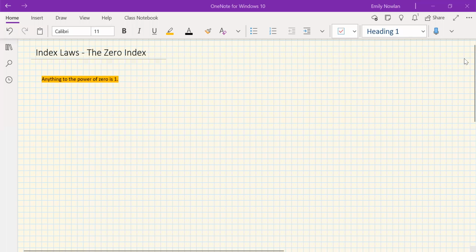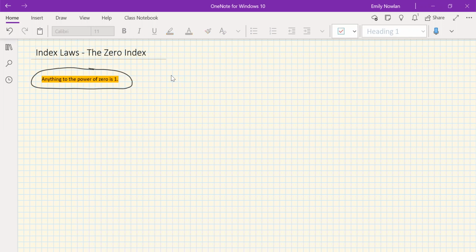Okay, we're going to continue with the index laws, and now we're looking at the zero index. The first thing to notice is this point: anything to the power of 0 is 1. So anything we raise to the power of 0 is 1. You can try that on your calculator. You can try, say, 5 to the power of 0, which gives you 1.